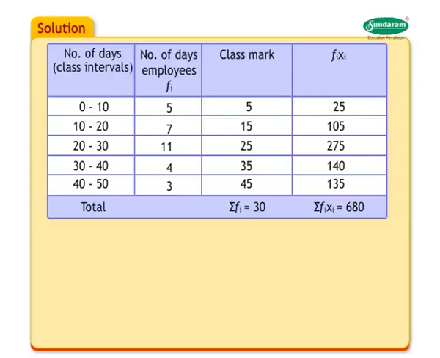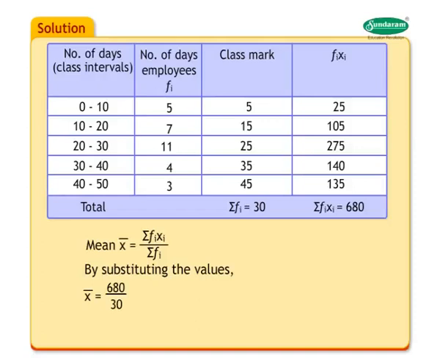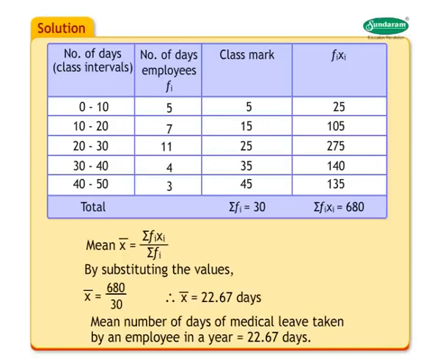It is given that summation of fi is equal to 30 and summation of fi xi is equal to 680. Thus, mean x bar is equal to summation of fi xi upon summation of fi. By substituting the values, we get x bar is equal to 680 upon 30. Therefore, x bar is equal to 22.67 days. Thus, mean number of days of medical leave taken by an employee in a year is 22.67 days.